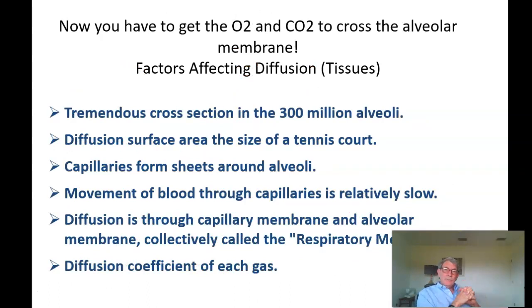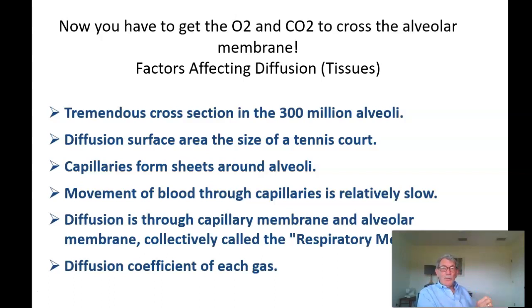So now we have gotten the O2 and CO2 across the membrane into the blood. It's moving by its partial pressure gradient. Okay, there's more CO2 in the blood, so it moves to the alveoli. More oxygen in the alveoli, so it moves to the blood.